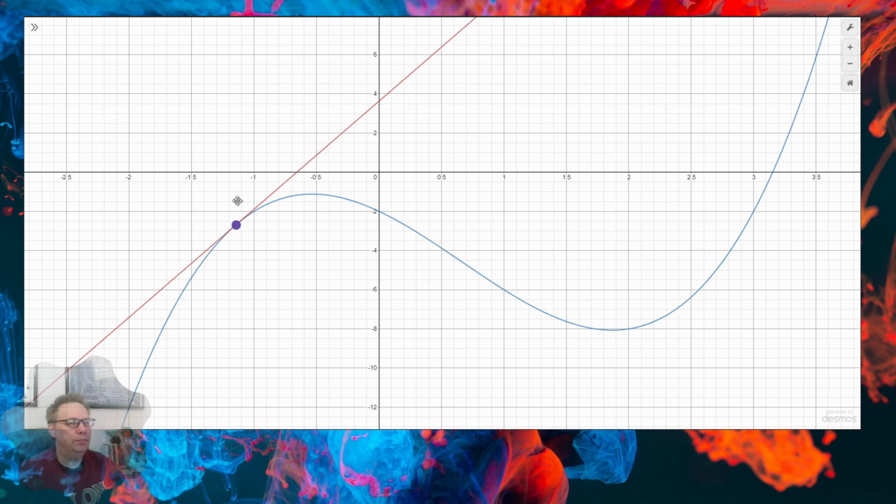So a tangent line, except at the point of inflection, touches the curve and doesn't cut through it. And that's the idea of a tangent line.